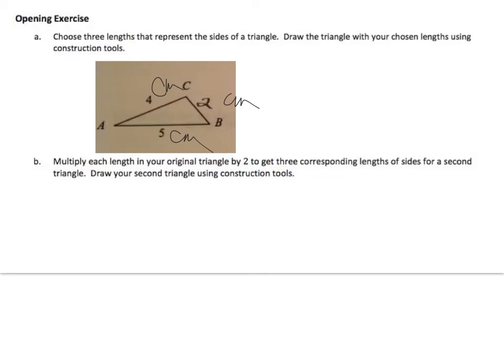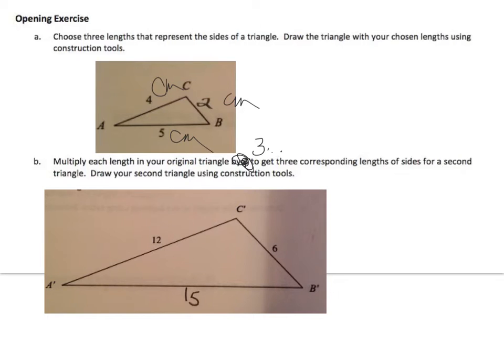Okay, part B. Multiply each length in your original triangle by 2 to get 3 corresponding lengths of a side for a second triangle. Draw your second triangle using construction tools. We are multiplying by 3 because that's what I already have ready. So that's what we're going to use. They're not necessarily to scale next to each other, but the measurements are correct. So if I multiply everything by 3, my new triangle is 12, 6, and 15.